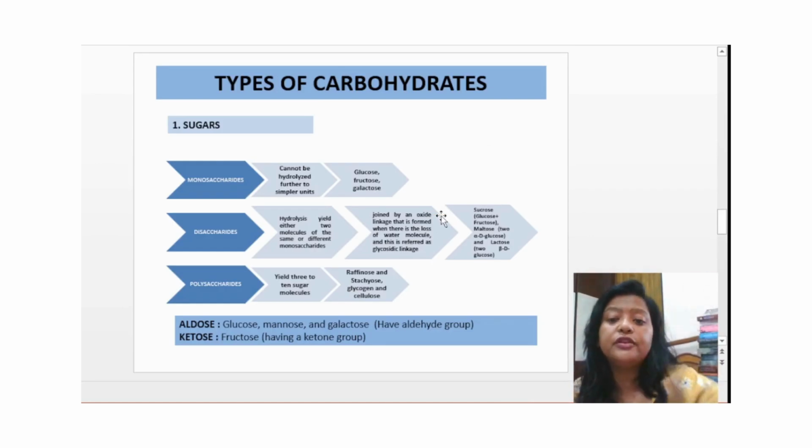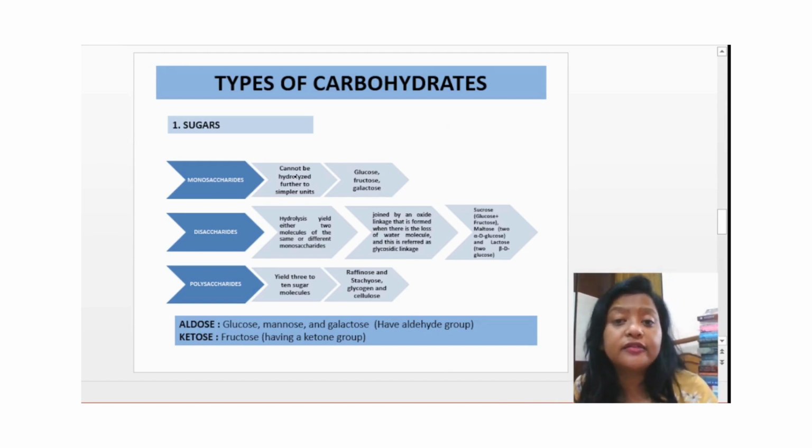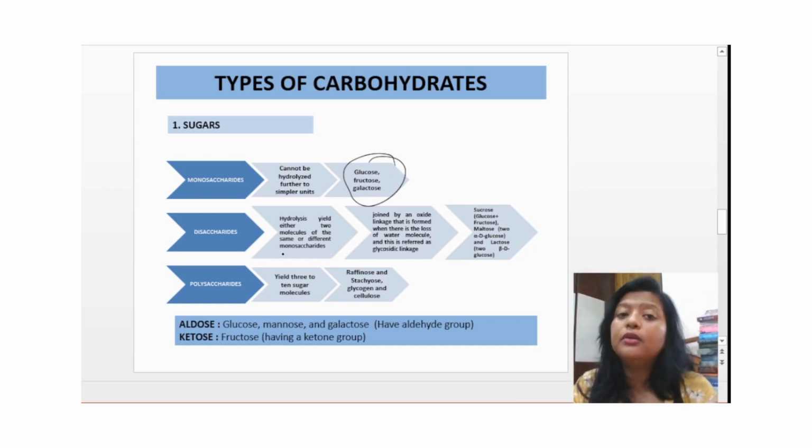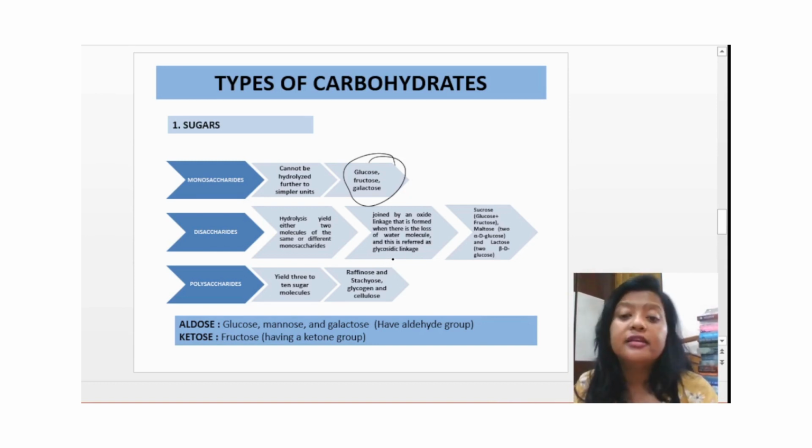Now I've just given you a short summary of the types of carbohydrates. Monosaccharides cannot be hydrolyzed because they are only a single sugar, so they cannot be broken down further. For example, glucose, fructose, and galactose. Disaccharides, when broken down, form two molecules of sugar. The sugars can be the same, like in maltose, or different, like in sucrose, and they are joined by a linkage known as the glycosidic linkage.